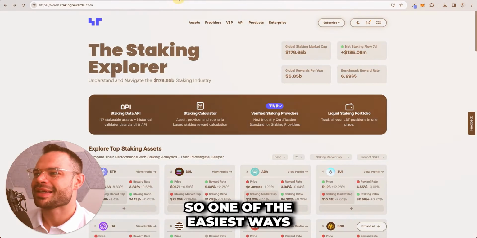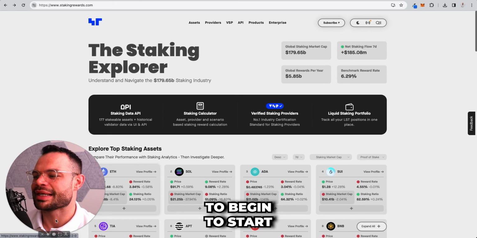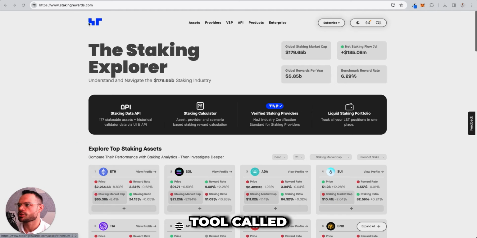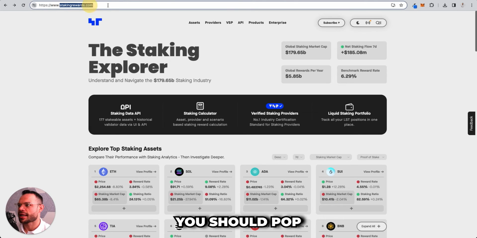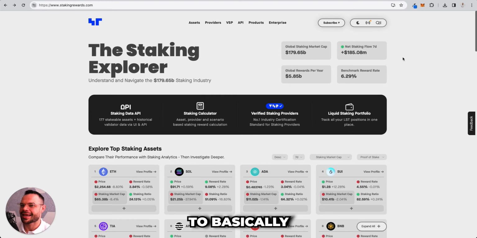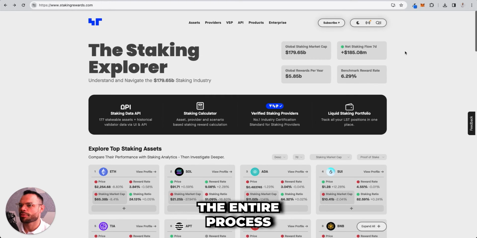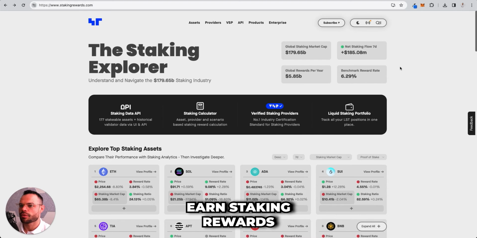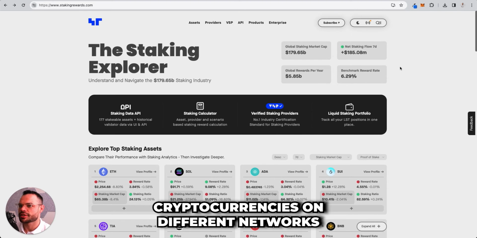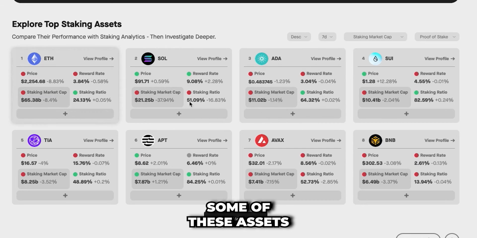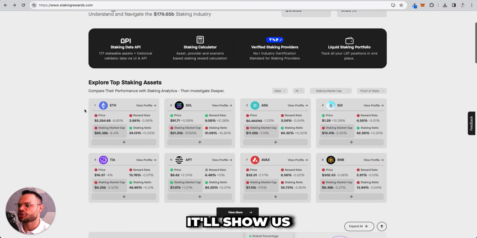One of the easiest ways to begin this process is to use a tool called stakingrewards.com. Again, you should pop over and take a look yourself, but this is a website dedicated to explaining the entire process of staking rewards and how you can earn staking rewards from all these various cryptocurrencies and different networks. We can scroll down here to explore some of these assets at a very high level.